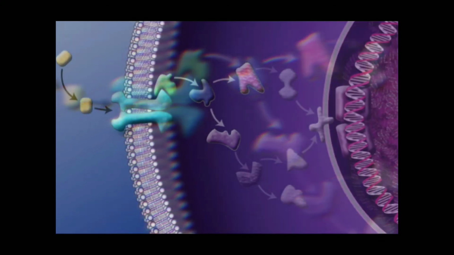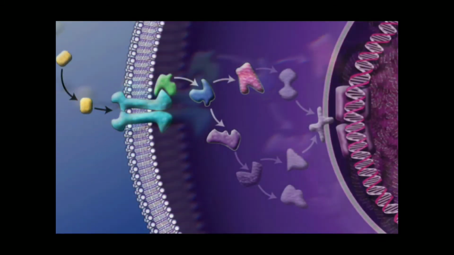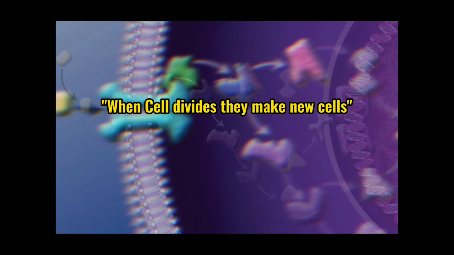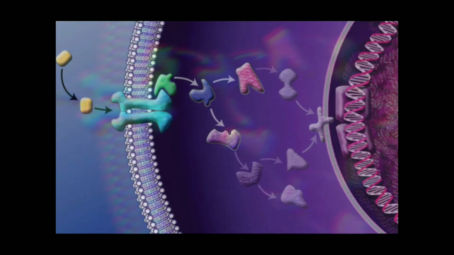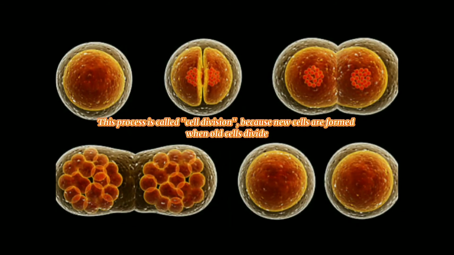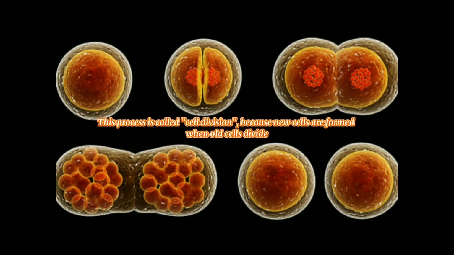In every second of every hour and in every hour of every day, one of the most important events going on in our body is that cells are dividing. When cells divide, they make new cells. A single cell divides to make 2 cells, and these 2 cells then divide to make 4 cells, and so on. This process is called cell division and cell reproduction, because new cells are formed when old cells divide.